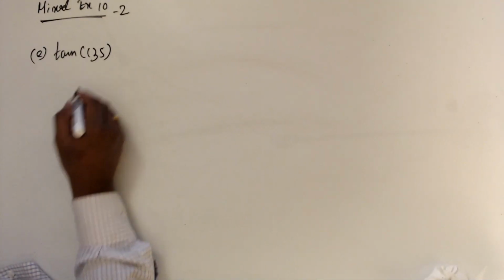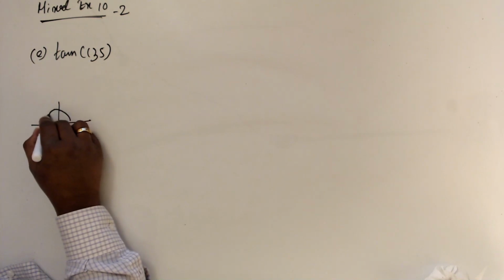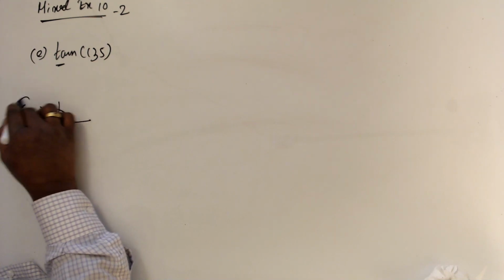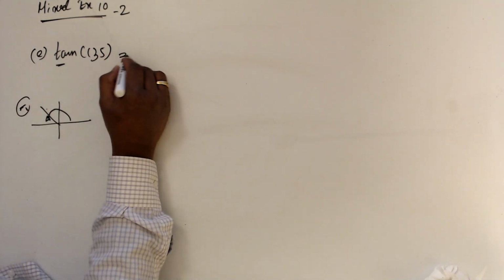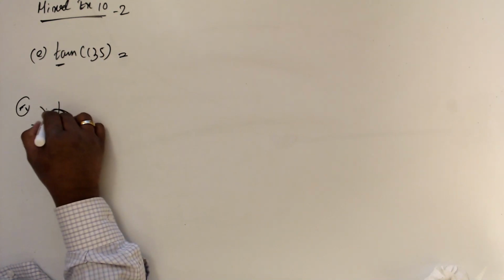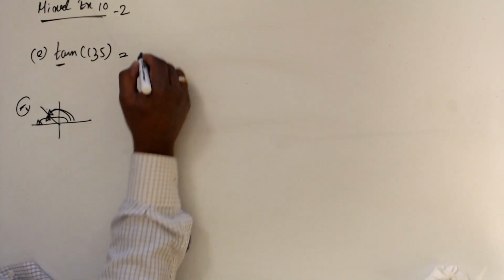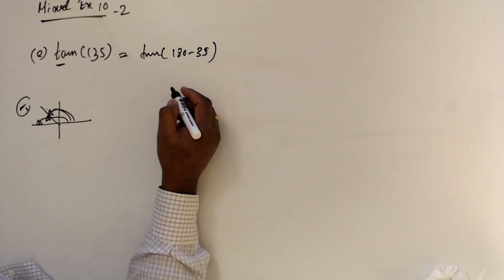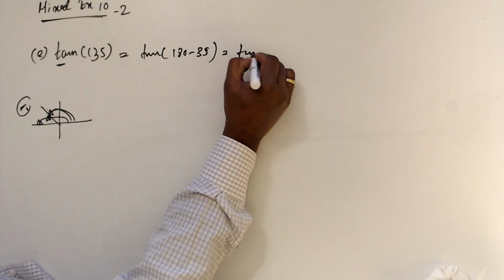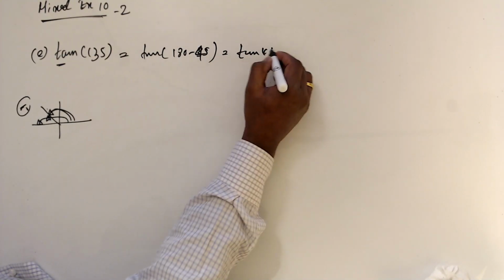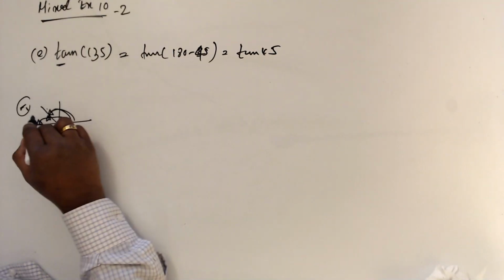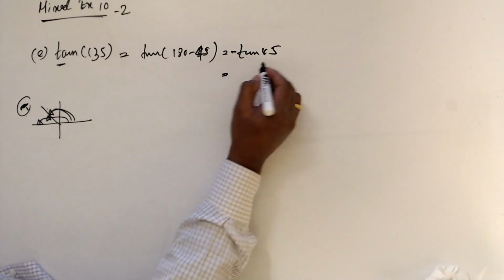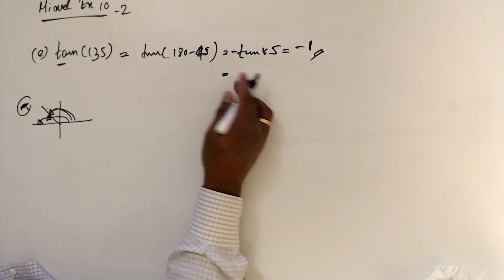Tan 135, first of all 135 is in which quadrant? 135 is in the second quadrant. In the second quadrant tan is negative. Right, so we can write this 135 in terms of 180. Tan 180 minus 45, which is tan 45, but this value is negative. It is going to be minus 1. Tan 45 is 1.